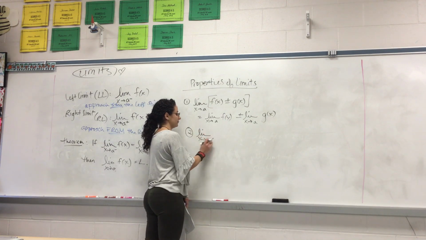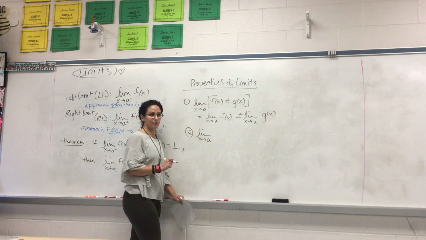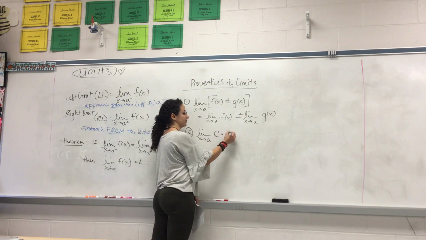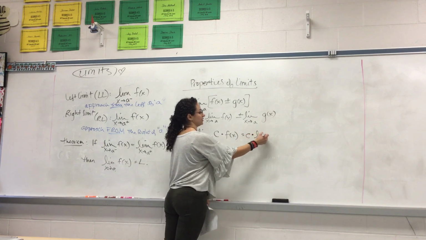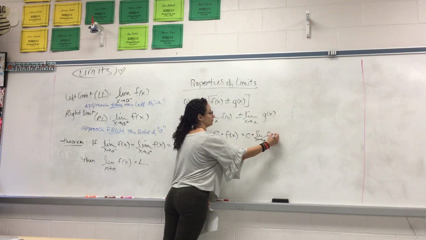If I have the limit of a constant times a function, it's just going to be the constant times the limit of the function.